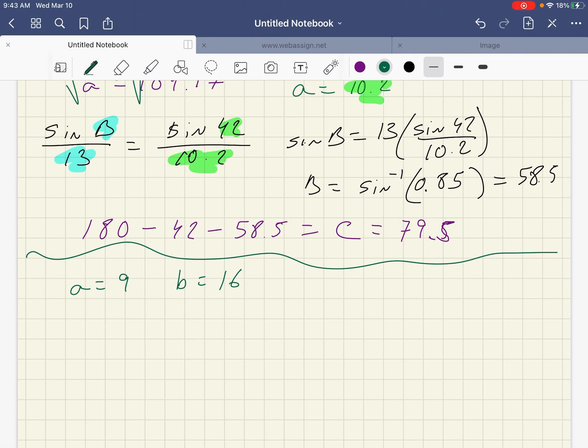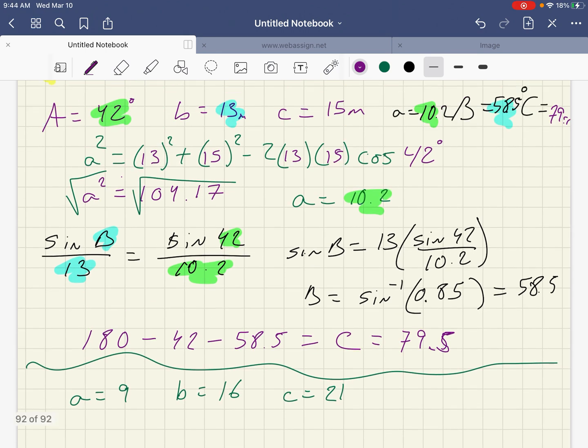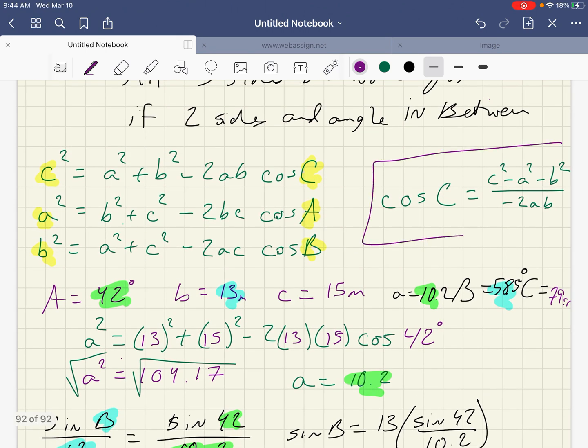So let's say I have A is 9, B is 16, and C is 21. So I have all of the sides, but I don't have the angles. Now with this, you can pick any one that you want to start with. I typically pick the smallest and kind of go that way. But actually, it doesn't matter. We can do the largest to the smallest. It doesn't matter. So let's go.